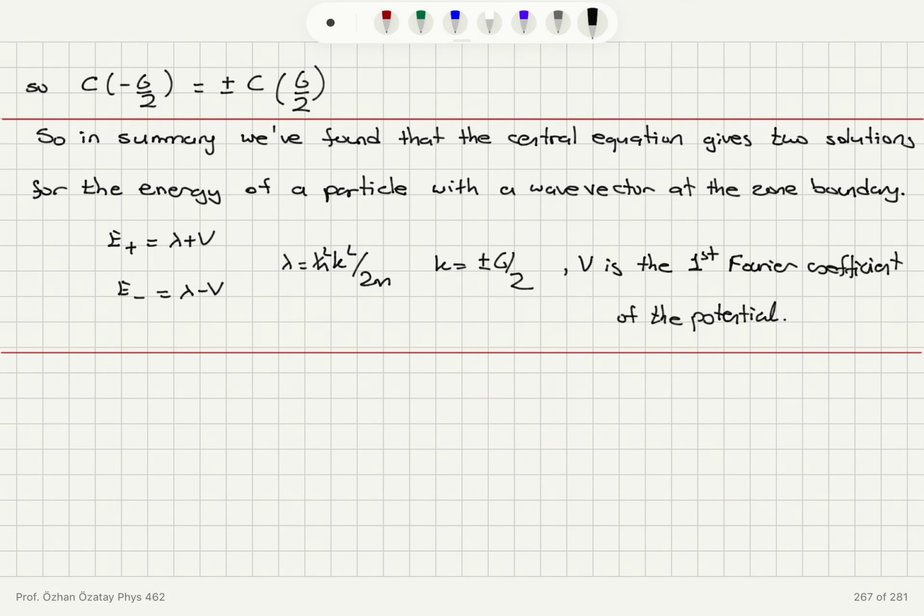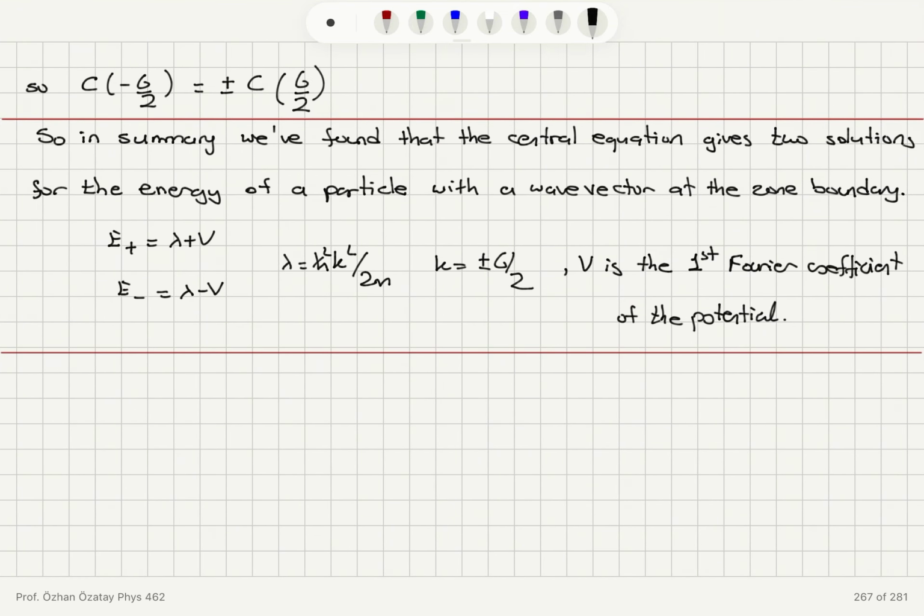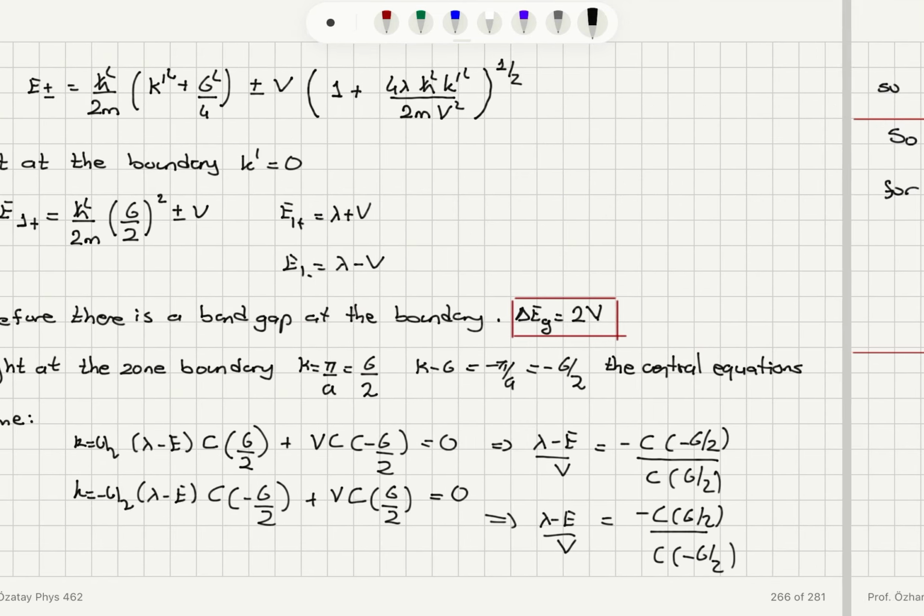So in summary, we have found that the central equation gives us two solutions for the energy of a particle with a wave vector at the zone boundary, lambda plus v and lambda minus v, where lambda is h bar square k square over 2m when k is equal to plus or minus g over 2. And v, what is v? It's the first Fourier coefficient of the potential. So the band gap in the first Brillouin zone boundary is twice the first Fourier coefficient of the potential.